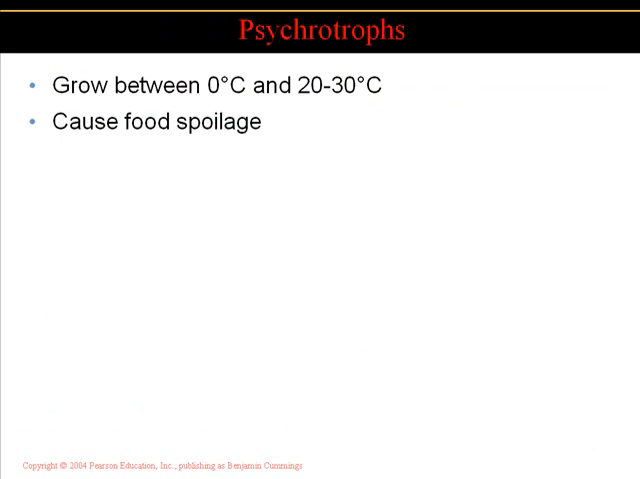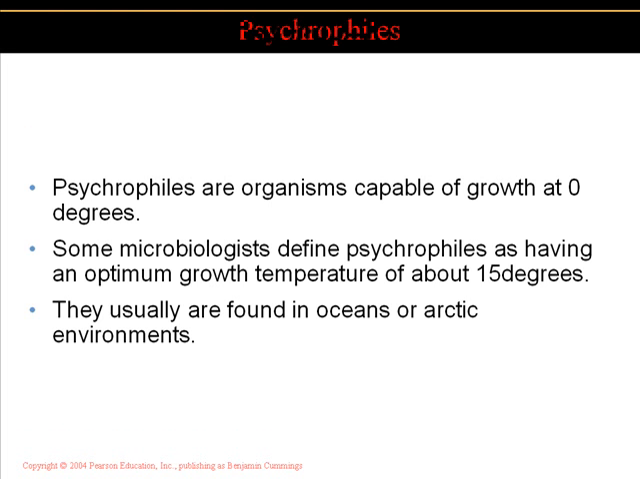Psychrotrophs basically grow best between 0 degrees Celsius and 20 to 30 degrees. We see these organisms are the ones responsible for food spoilage. So even in a refrigerated setting, these organisms can grow. We can also see these organisms are capable of growing in extreme areas in the environment. Microorganisms have been identified in the polar caps, regions that fall in these categories.